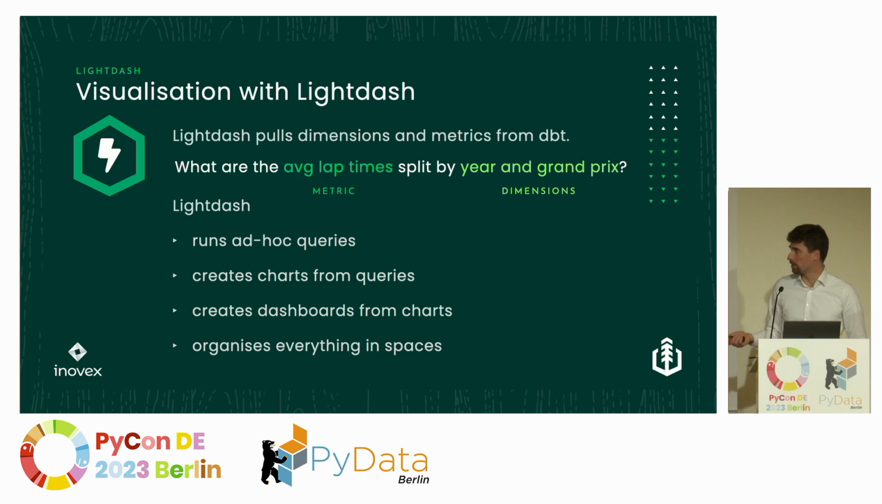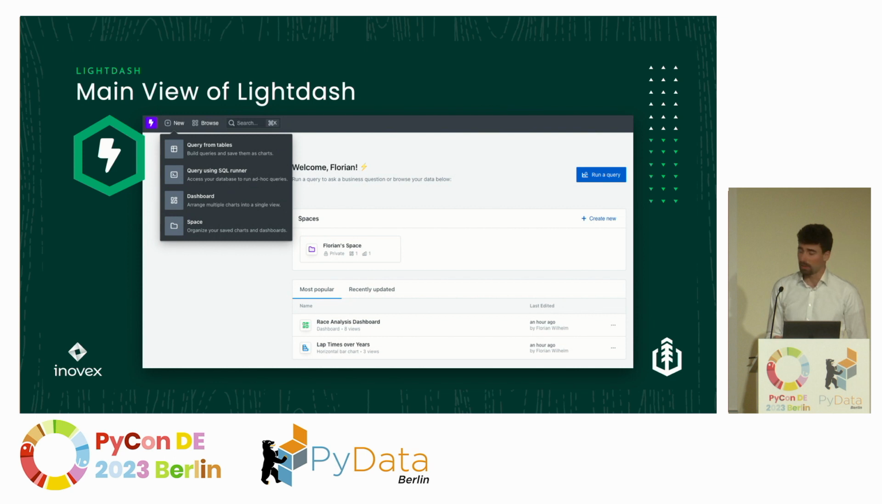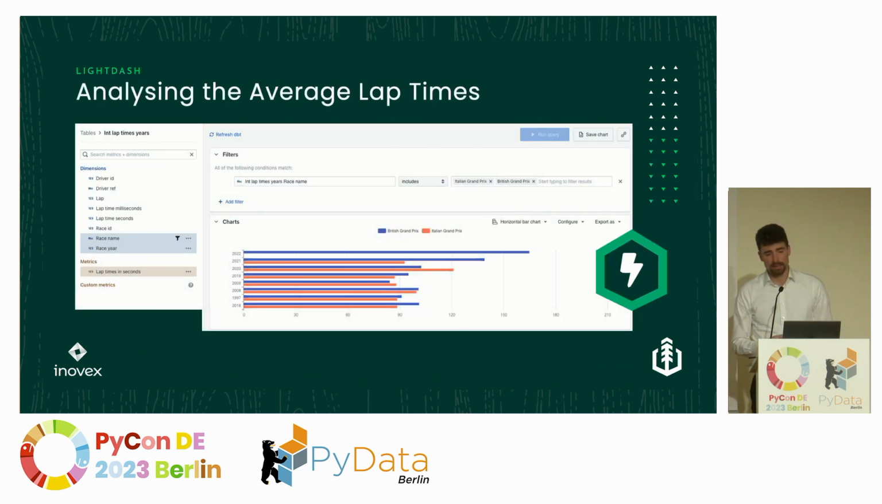And what Lightdash, kind of an open source Looker alternative, does for you is you can run ad hoc queries, create the charts and the dashboards. So how does this look? Just to show you how simple the main view looks, and that you have basically those 4 just described options. If we are now interested in the average lap time, all we would have to do on the left-hand side is select the race name and the year and the metric.